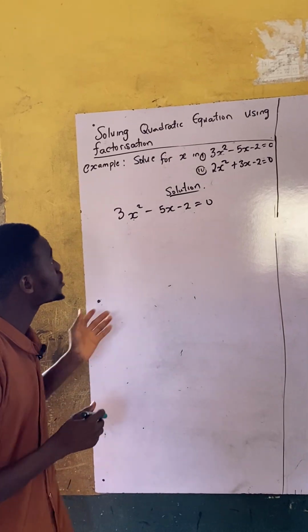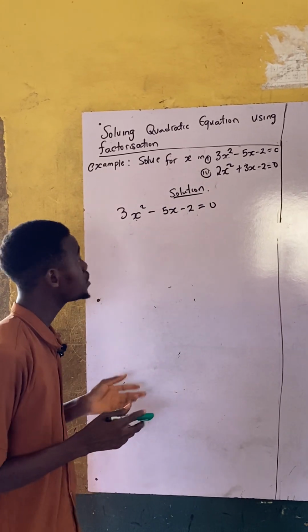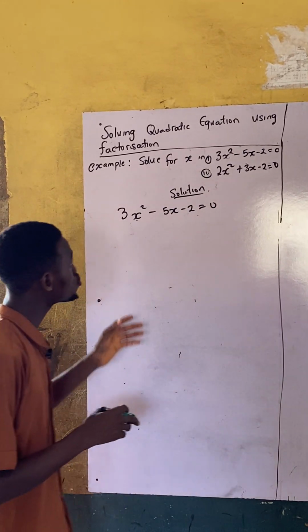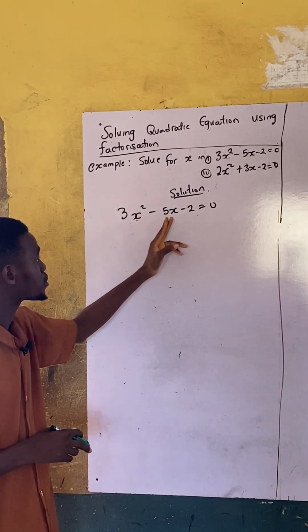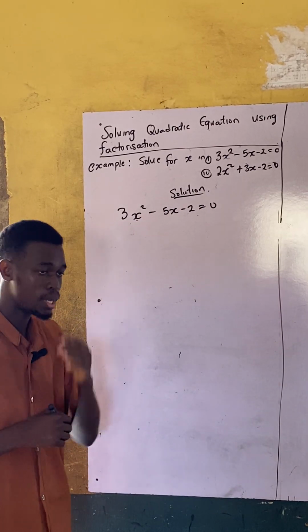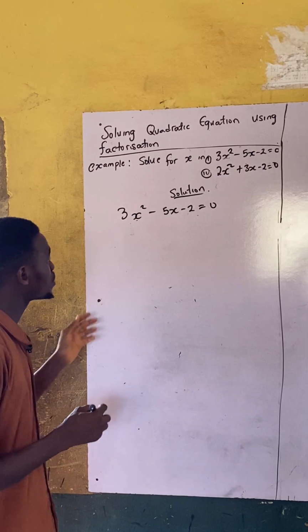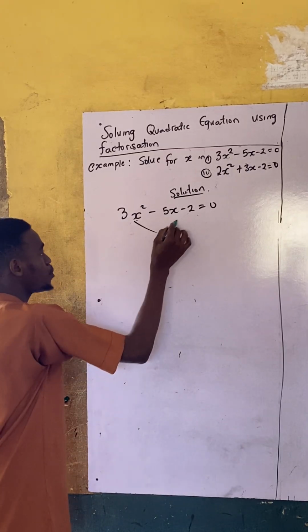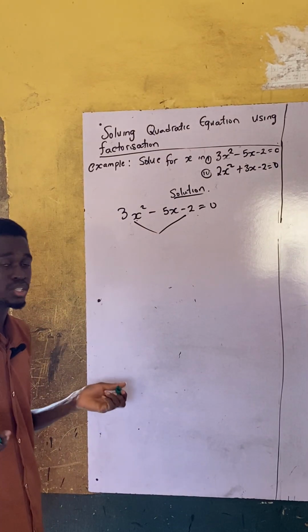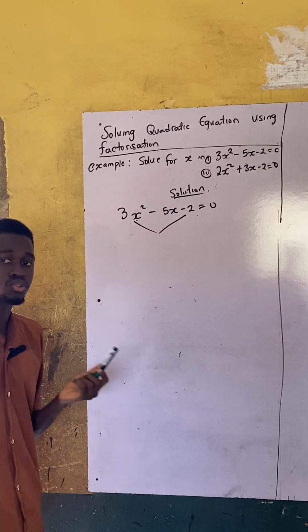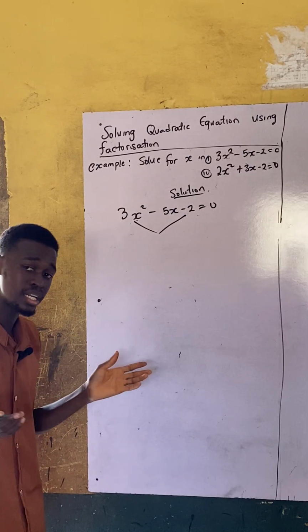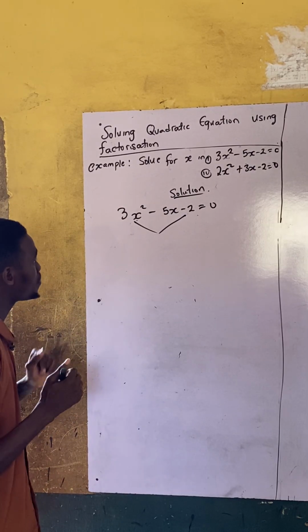Welcome back to solving quadratic equation using factorization. Now, we are told to solve 3x squared minus 5x minus 2 equals 0. The mistake most people make when they see this kind of question is that after multiplying the two numbers together, they tend to use any sign they think they can use. But you have to be very careful.